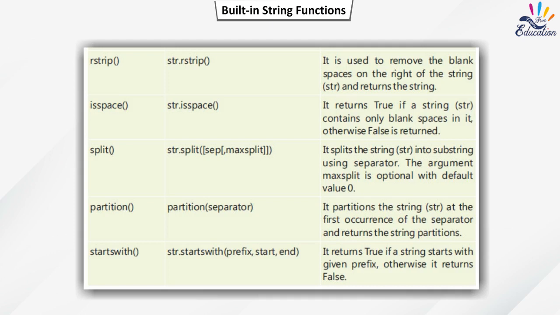Split. str.split sep, maxsplit. It splits the string str into substrings using the separator. The argument maxsplit is optional with default value 0. Partition. Partition separator. It partitions the string str at the first occurrence of the separator and returns the string partitions.